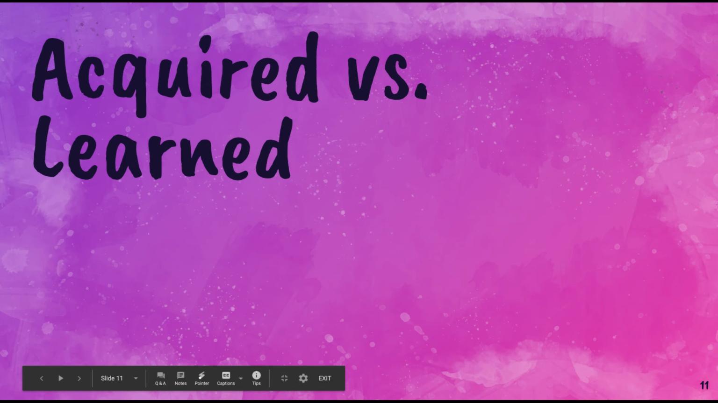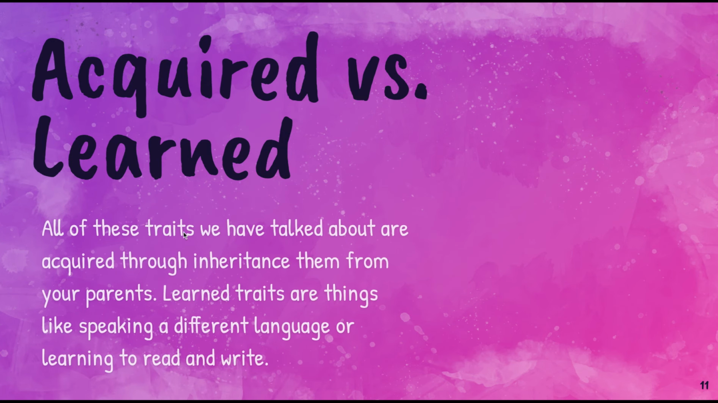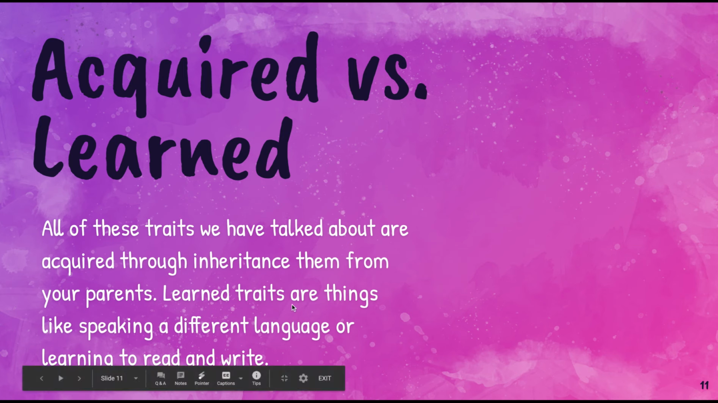Last slide. So, acquired versus learned is what this says. All the traits we talked about here so far are acquired through inheritance from your parents. So, things you got from DNA transferred from an egg and a sperm or through asexual reproduction. Learned traits are things like speaking a different language. You don't inherit that. If you guys were born in Russia, you guys would be speaking Russian. It's not an acquired trait.